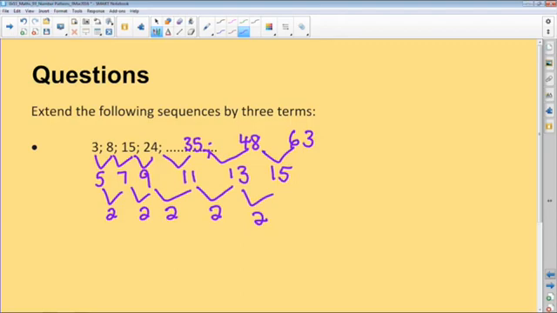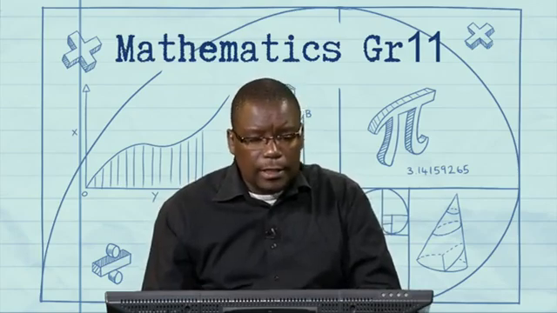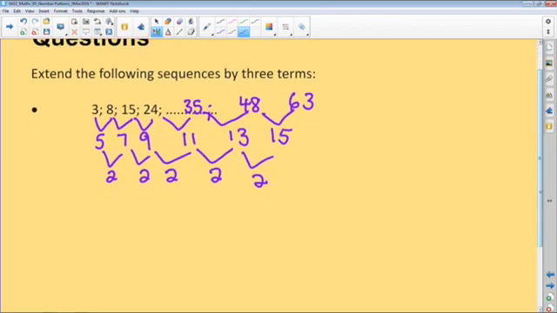Guys, you'll work with your calculators. You are the new generation. Okay, now, so we move on. Okay, we have extended the following sequence by at least 3 terms. But the next question will be, okay, now, work out a formula.